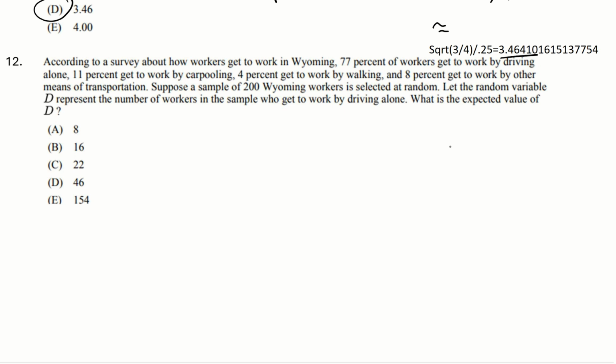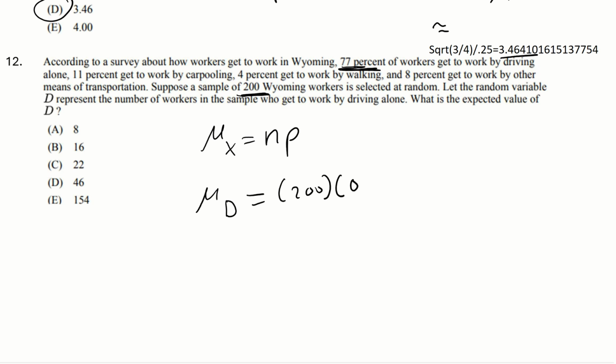All right, so they give you all this other extra stuff, but all you need is this and the 200 people. This is going to be binomial because either they drive alone, or they don't drive alone. If they don't drive alone, that means they carpool, walk, etc., with other people. So we can just treat it as binomial, and the formula for the expected value for binomial is n times p. Here we want the mu of D where they drive alone, so n is 200 people, and the probability of success is 0.77. So you get 154 for the expected value. And the answer is E.